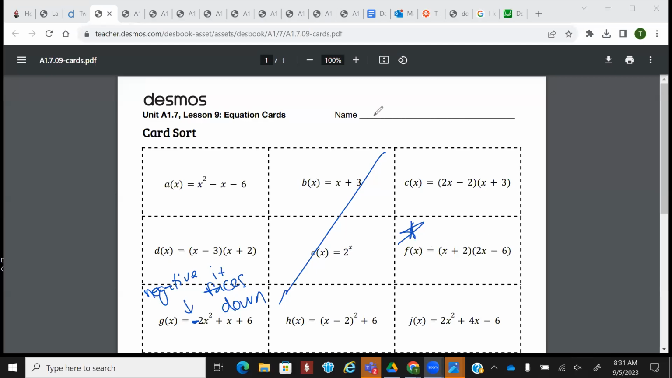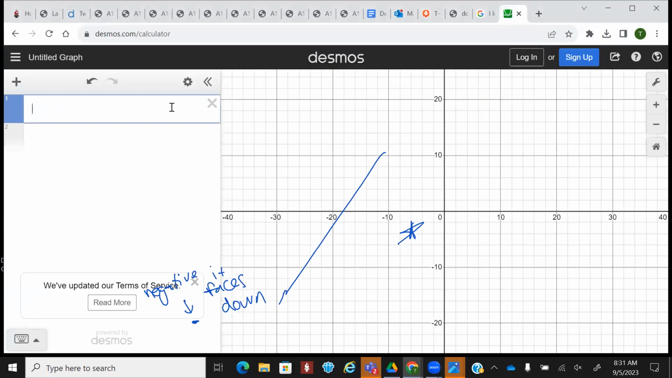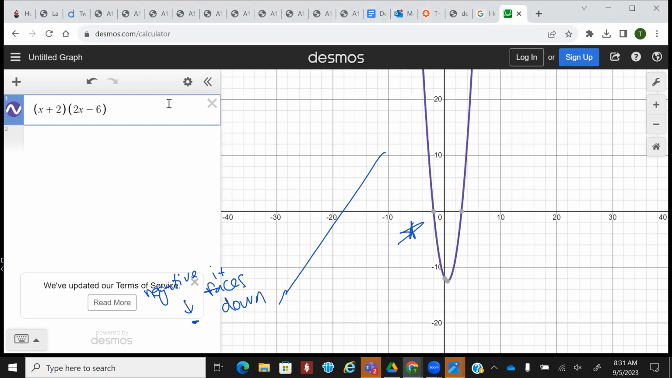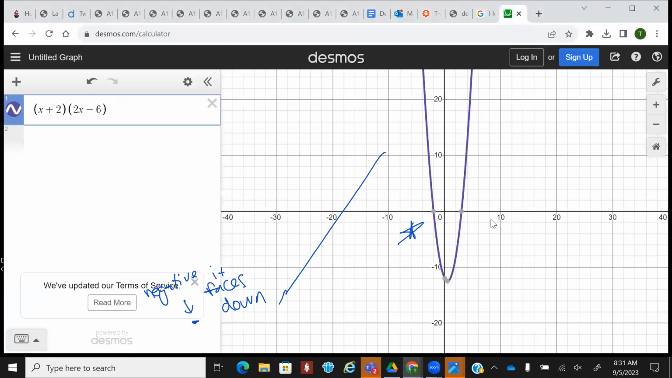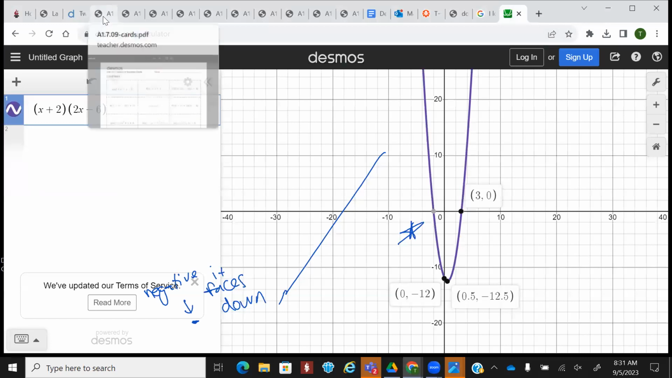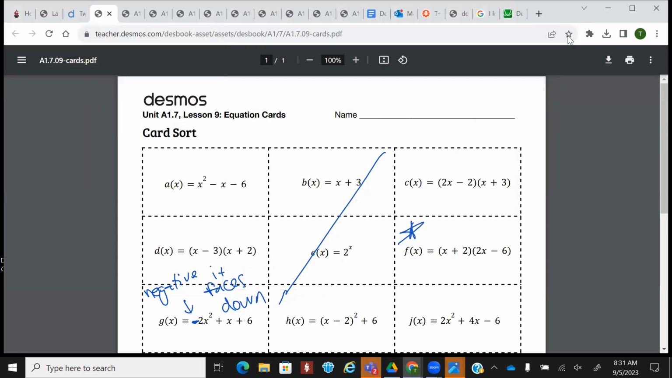Okay, so we're going to take this one and we're going to plug it in. We're going to get x plus 2 times 2x minus 6. So x plus 2 times 2x plus 6. Is it minus 6? Okay, cool. So is that the same thing as the first one? Yeah. Okay, so go ahead and write that one down in that box.